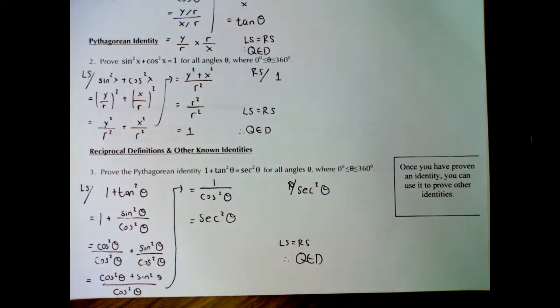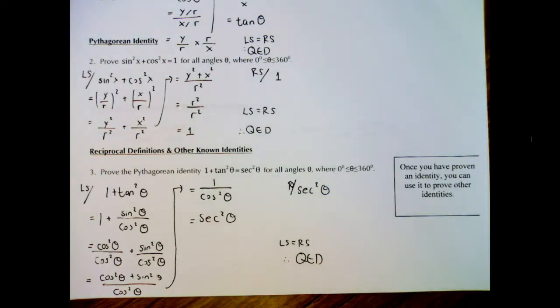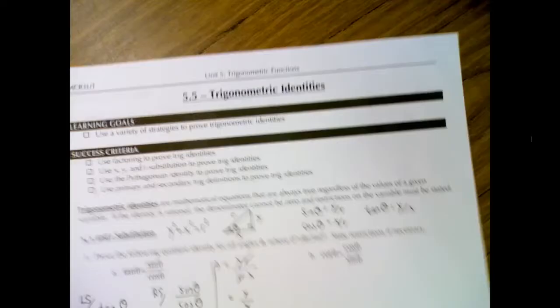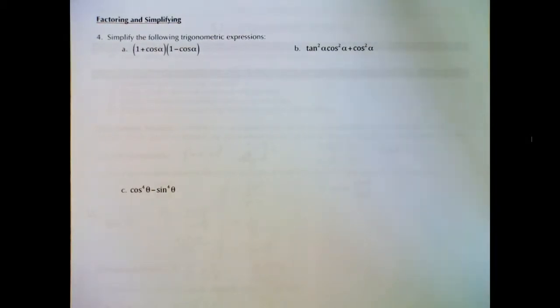All right. Let's flip the page over. A couple skills that come in when trying to prove trig identities is factoring and expanding. So sometimes when proving an identity, you have to either expand or factor. And I'm going to show you exactly what I mean here. We're going to simplify these expressions by factoring or expanding.